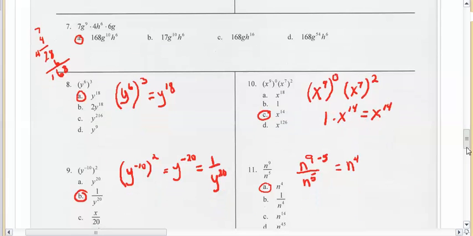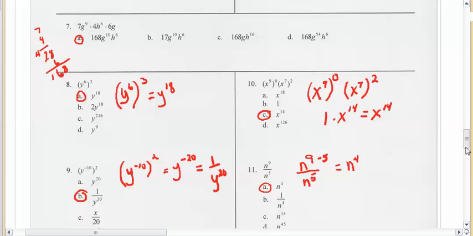Number 7. Okay, we multiplied the 7 times 4 times 6, and I got 168. G to the 9th and G to the 1st. Add 9 plus 1 is 10, so we have G to the 10, and then H to the 6th, so it's letter A. Number 8, power to power, multiply. 6 times 3 is 18, so it's Y to the 18, letter A.